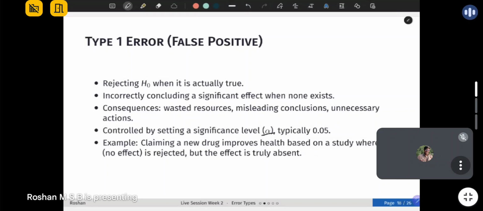Can anyone tell me how we reduce type 1 error? By decreasing p-value? Do we increase alpha or decrease alpha? Decrease. Actually, to increase the error it will be the opposite.